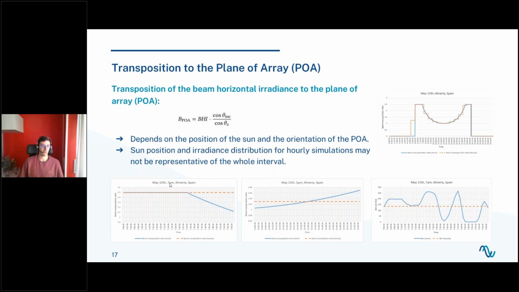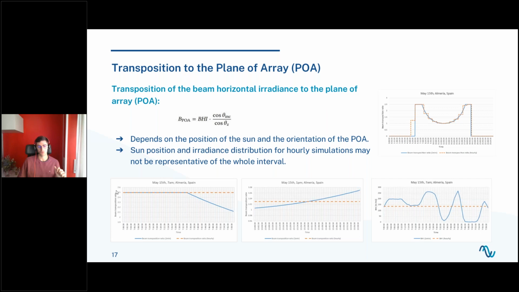If we go to 7 a.m., for example, and see what's happening there for both cases, we will see how for the hourly simulation we were just considering the center of the interval, calculating the position of the sun, calculating the orientation of the plane of array, and doing the calculation to get the transposition gain. So we will go at 7:30, calculate it, and assume that during the whole hour we have that transposition gain, as we are just considering one specific instant for the hour.